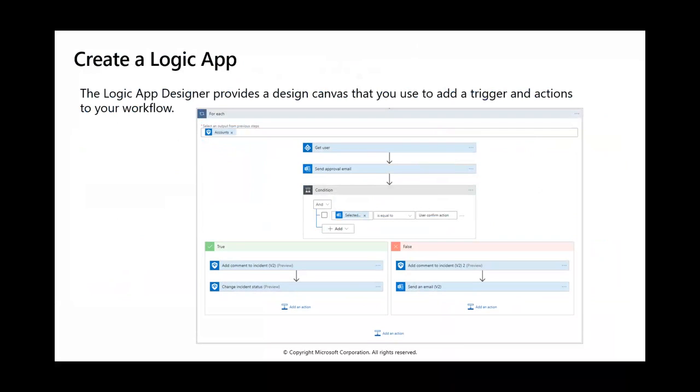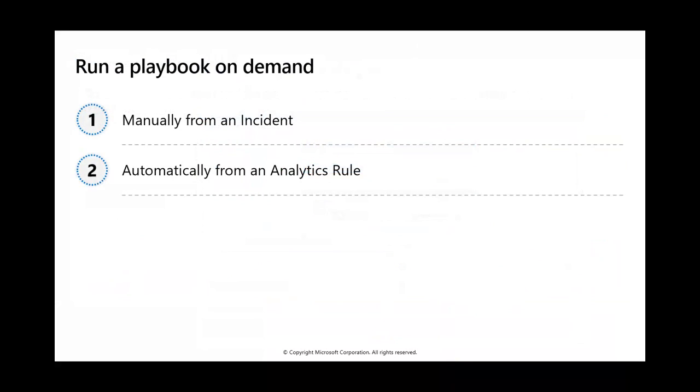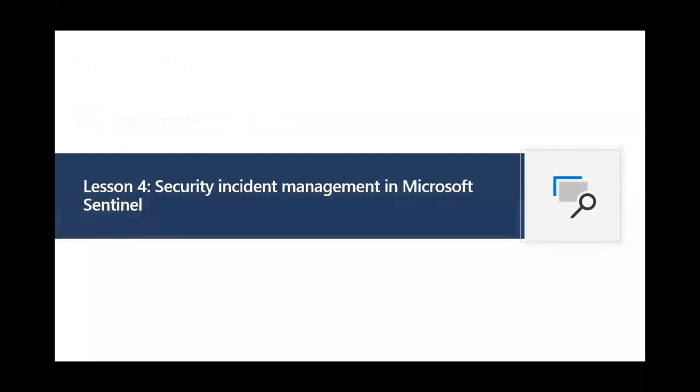A condition action is an if statement that lets the application perform different actions based on the data that we are processing. It consists of a Boolean expression and two actions. At runtime, the execution engine evaluates the expression and chooses an action based on whether the expression is true or false. We can run a playbook on demand manually from an incident or automatically from an analytic rule. Those are the two possible options.